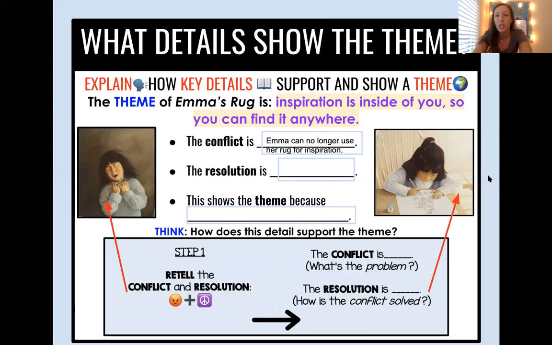If we look at this illustration, we see Emma is drawing, but this is at the very end. She threw away her rug. Her rug is gone. So how is she able to draw? Is it because she made new friends? No. Is it because she went outside? No. Let me look at my book. If I go back and think about this page that we read together, I see an illustration of the creatures outside. But like I said, this is after Emma throws away her rug. So she's still able to see the creatures. It's not because she went outside.